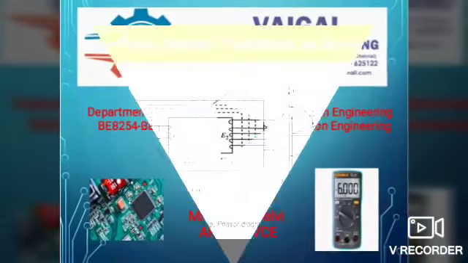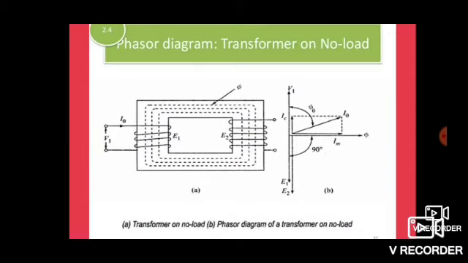In this class, we are going to discuss the phasor diagram of a transformer. First, we will see the transformer on no load. See the diagram, it shows the transformer on no load and the phasor diagram of a transformer on no load. V1 is the supply voltage, I0 is the open circuit current.